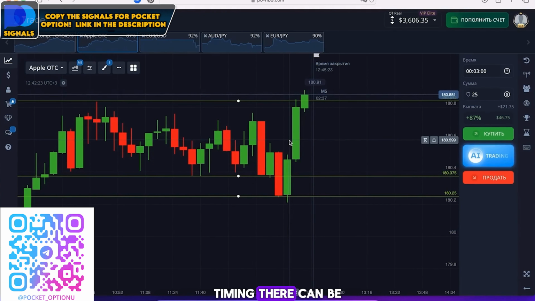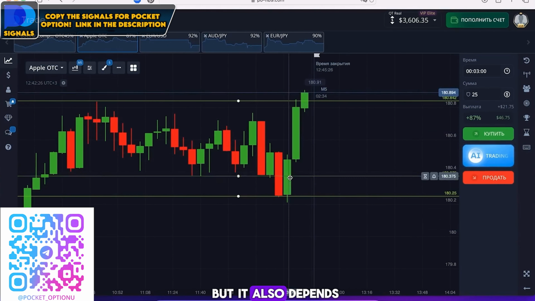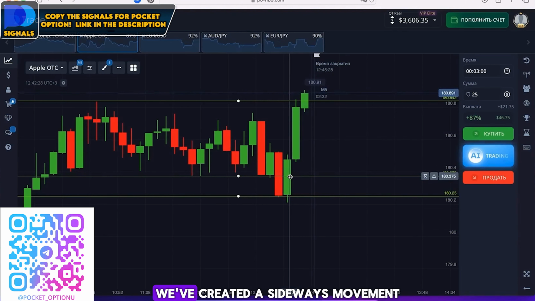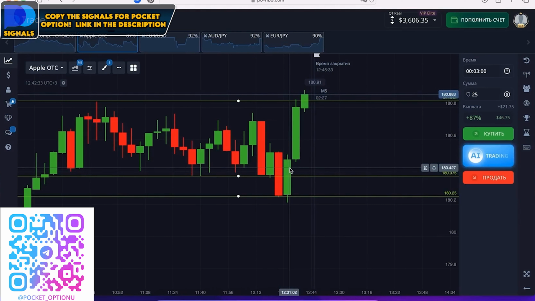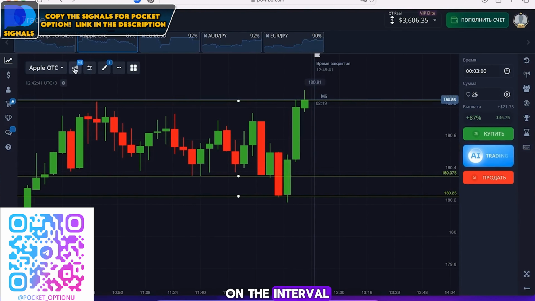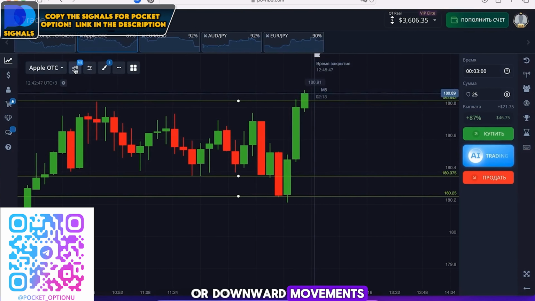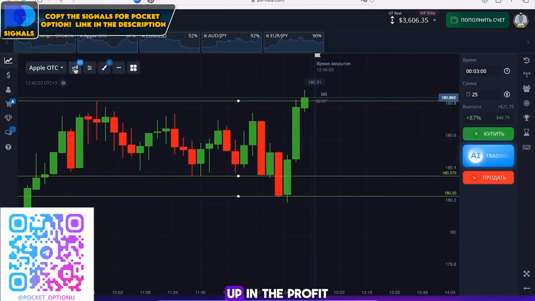When it comes to timing, there can be a lot of issues. I recommend avoiding timing in a flat situation, but it also depends on the interval. Right now, I'm on the 5-minute chart, and I recommend taking trades from 3 minutes, whether it's for upward or downward movements, either way. Up to 6 minutes should be enough, most likely. From 6 minutes. We took a few trades, and we ended up in profit.